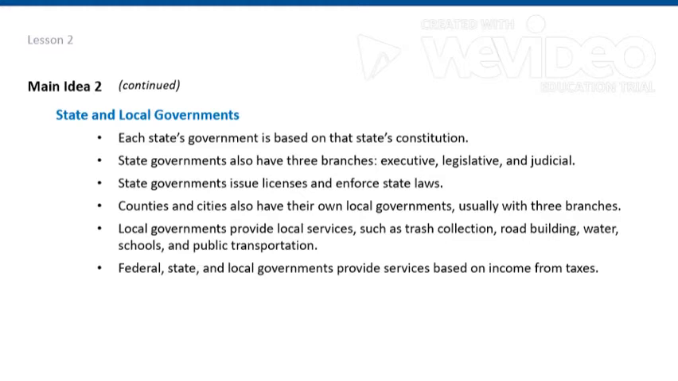Counties and cities also have their own local governments, usually with executive, legislative, and judicial branches. Local elected leaders may include mayors, county commissioners, city councilors, judges, and school board members. Many local governments provide services to the community, such as trash collection, road building, water, and public transportation. Local governments also run public schools. Federal, state, and local governments all provide services paid for with revenue from taxes.